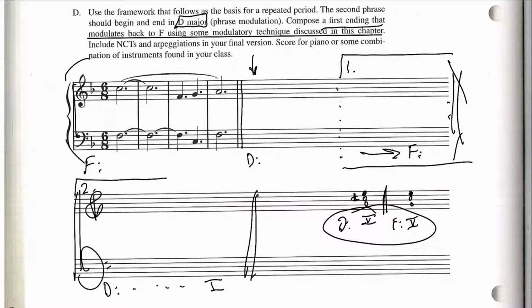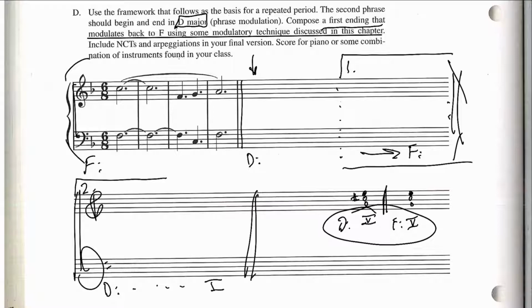Just go through and ask yourself what tones are common between the two. Is there a D in both? Yep. Is there an E in both? Yep. Is there an F sharp? Nope. Is there a G? Yep. A? Yep. B flat? Nope. C sharp? Nope. So there's a few common tones, and there could be a number of different chords that could pivot on those common tones.